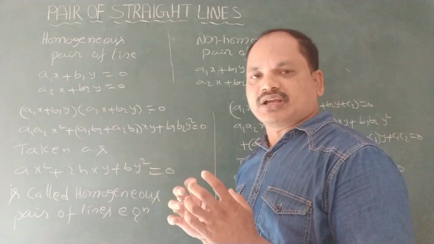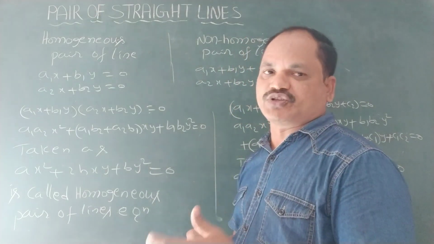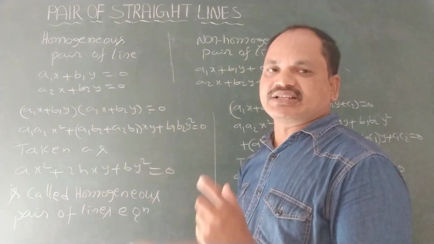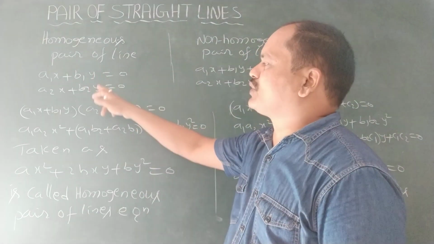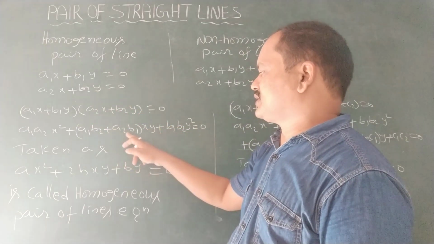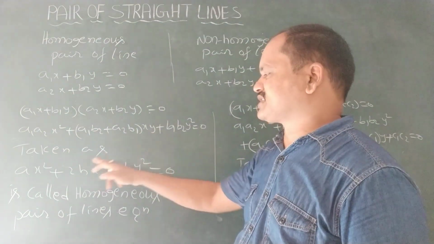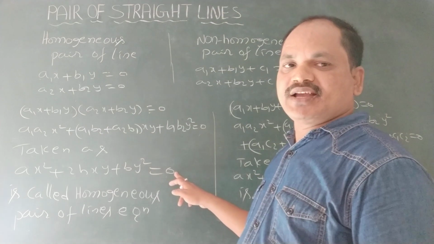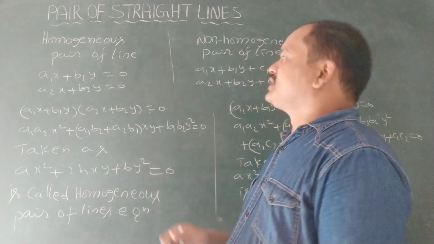That means an equation which represents a pair of lines, a homogeneous equation, definitely has each term containing the same power; then the equation is called a homogeneous equation. That's why these are two linear equations. The product of these two linear equations contains an x square term, an xy term and a y square term. It is considered as ax square plus 2hxy plus by square is equal to 0, called the standard form of the homogeneous pair of lines equation.